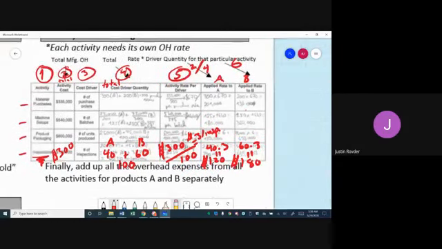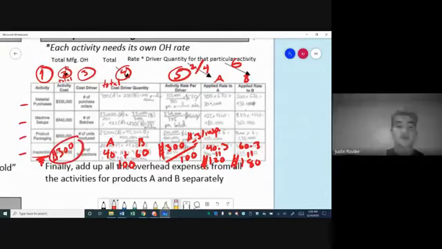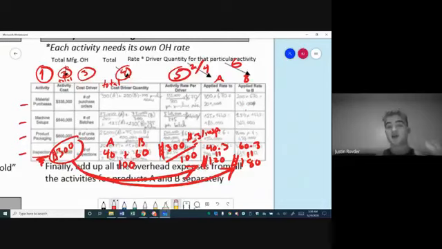So one thing to note is that this total overhead cost from inspections was simply broken up into parts A and B. So to double check your work, you can always do this. You can always say, okay, does A plus B's overhead equal the total overhead for that activity? If so, then you are on a good track. If not, then you know you made a mistake somewhere.